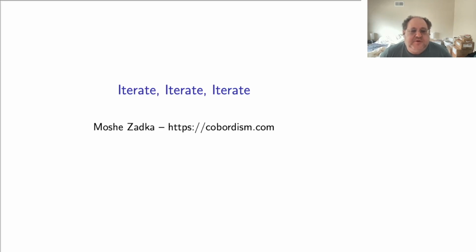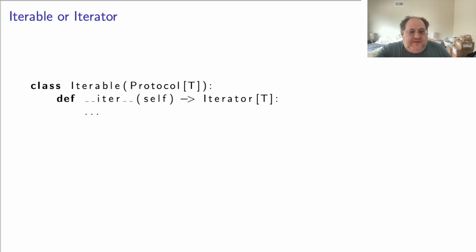And today I'm going to talk to you about iteration in Python. The first part is explaining the difference between two very closely related things that have an important nuance between them. And that's the concept of an iterable.